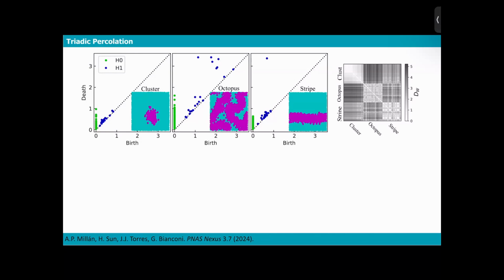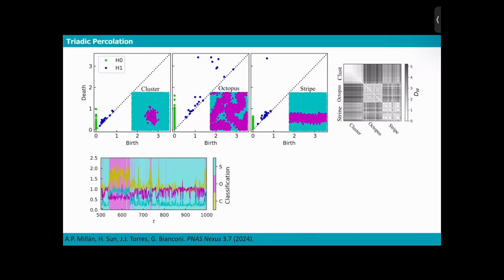If we look at the stripes, we have now one loop and one component. And in this case, this point corresponds to the loop quite clearly. And if we look at the octopus, things get more complicated. One can have multiple components that survive quite long in the filtration, and also multiple loops. So we can attempt to classify the patterns based on this. And we had quite good results using topological data analysis to describe the dynamics in time, so how the system is shifting from one pattern to another.